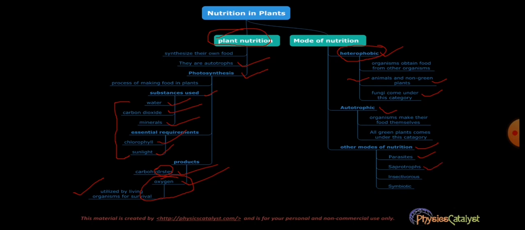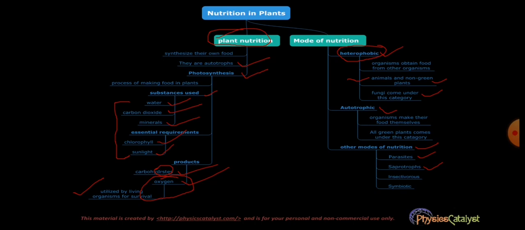The next one is saprotrophs. In saprotrophs, some organisms survive on decaying food and organisms. This mode of nutrition is called saprotrophic nutrition, and the organisms that survive by saprotrophic nutrition are called saprotrophs.